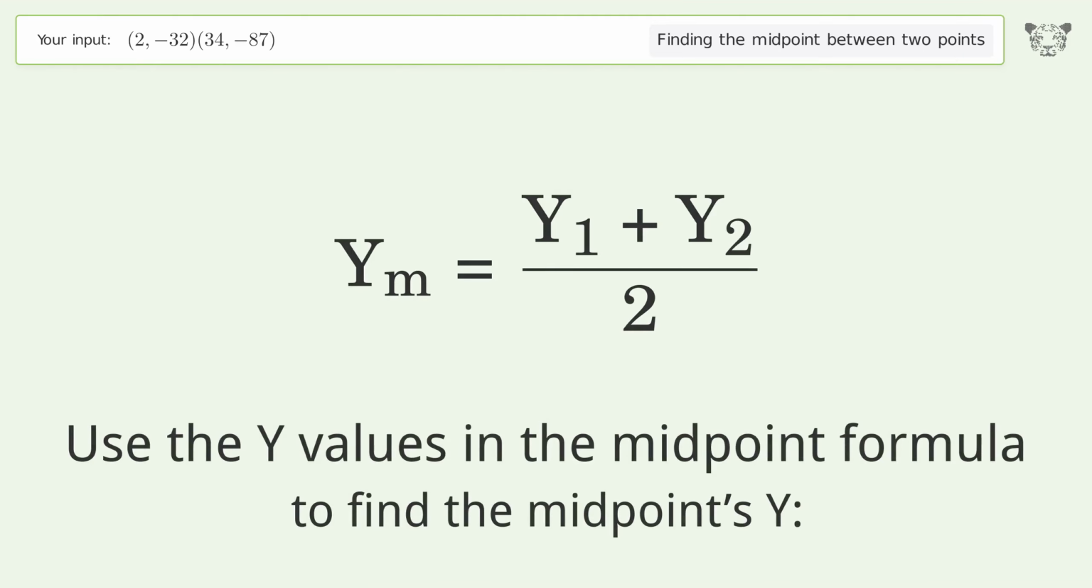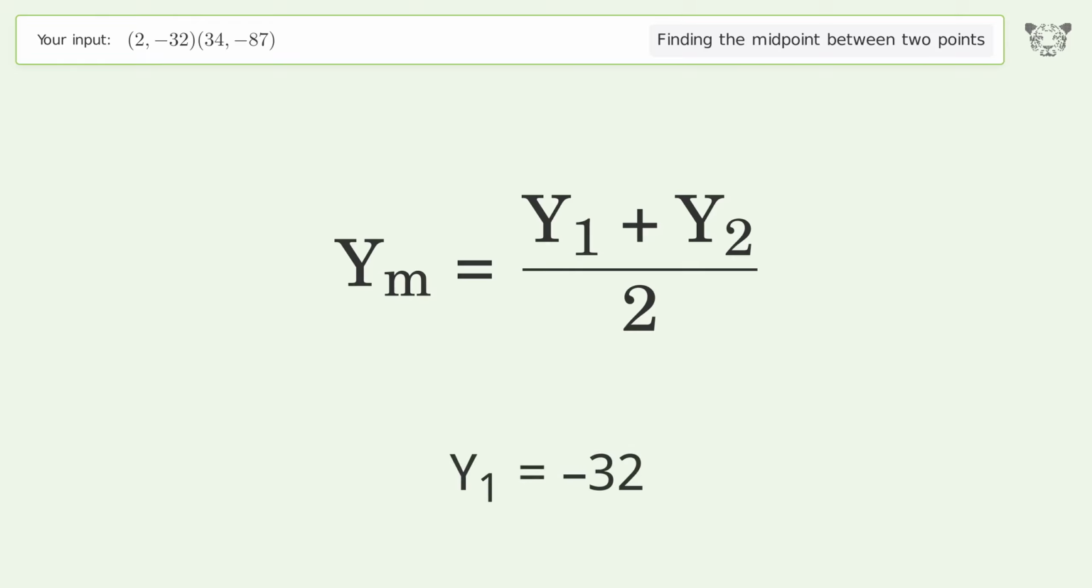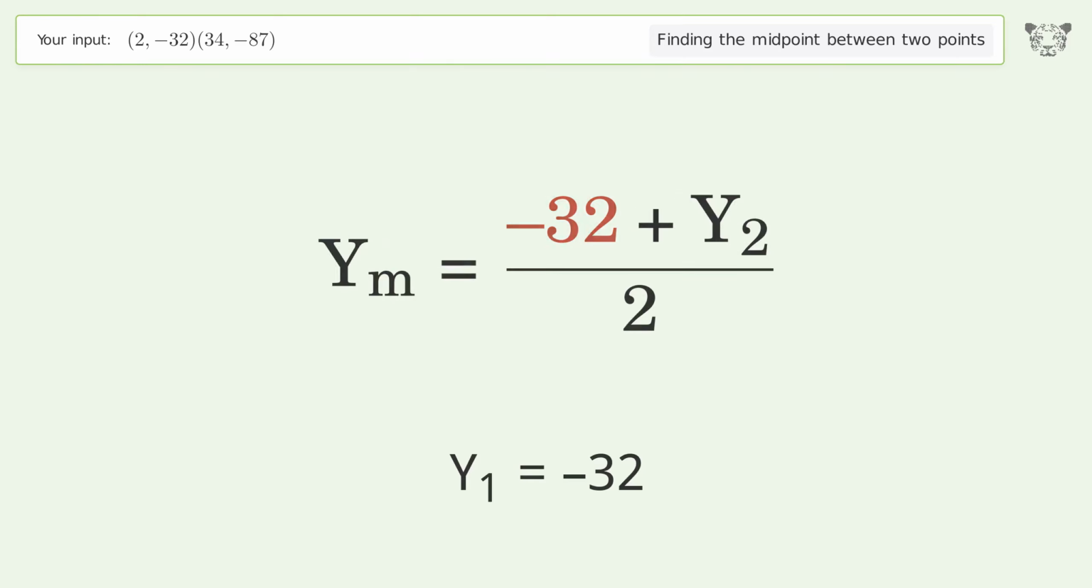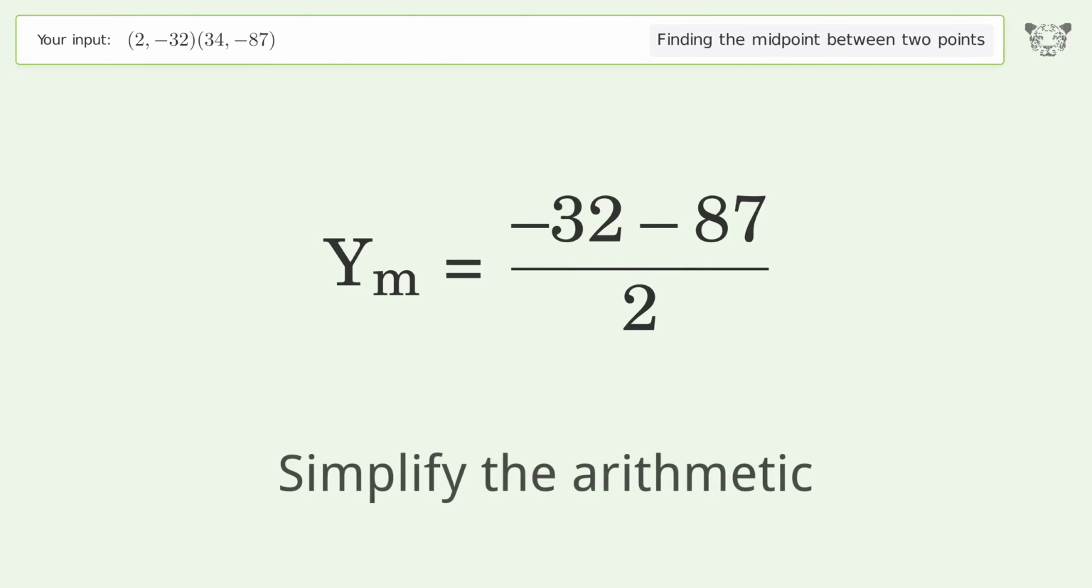Use the y values in the midpoint formula to find the midpoint's y. y1 equals negative 32. y2 equals negative 87. Simplify the arithmetic.